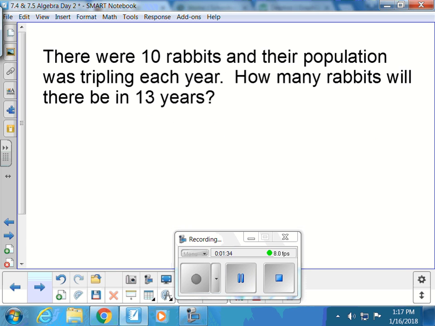All right, one last practice problem. I'm going to give you some advice on this one. Let's read it together. There were 10 rabbits, and their population was tripling each year. How many rabbits will there be in 13 years? We're not really dealing with money, are we? We're not really depreciating. We're not really earning interest. So you don't actually want the formula we've been using.